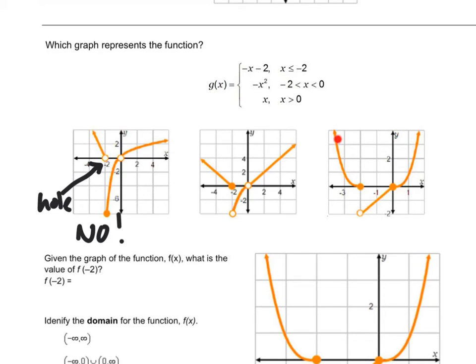Okay. This one includes negative 2, but this graph here is what? Non-linear. It's not a line. This graph up here, negative x minus 2, is a linear function. So if this is curved, it doesn't work. Then you change to negative x squared between negative 2 and 0. We don't include either of these. And then we have the line y equals x beyond when x is positive, so it's just going in a positive slope that direction when x is greater than 0. Notice how we don't include 0. So there's a hole at 0. So this is our graph right here.